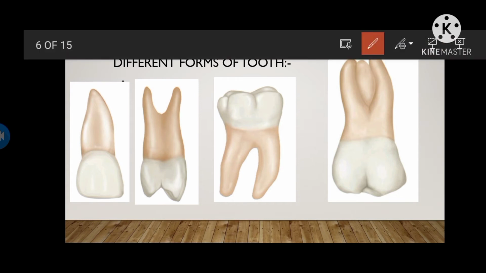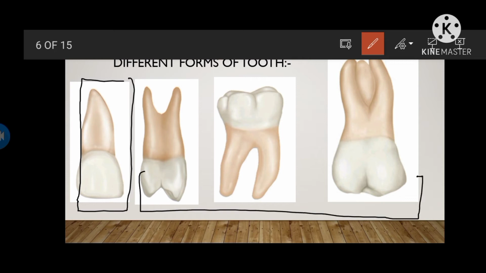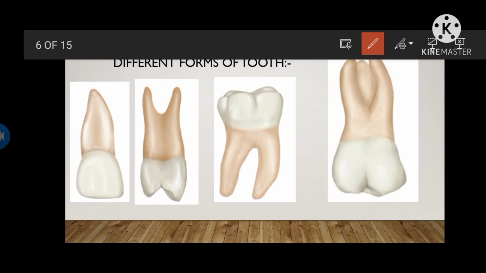As you can see, this is the anterior tooth having a single root, and the rest three are posterior teeth. These two are bifurcated and this one is trifurcated, meaning having three roots.